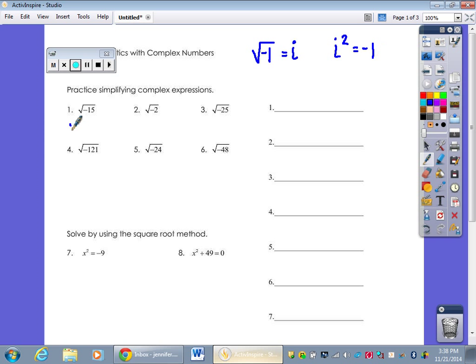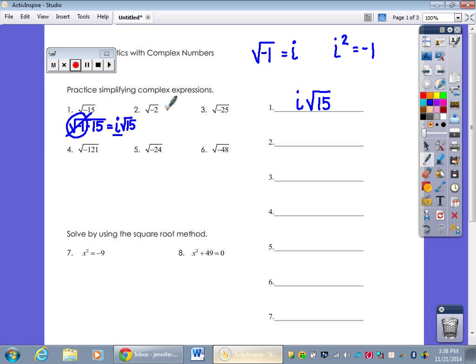So in this problem, if I were to change this to the square root of -1 times 15, the square root of -1 is i, and the square root of 15 would be 3 times 5. There are no couples in that. It's already in simplified form. So this would be i times the square root of 15. Okay? Basically what I'm doing is I'm making this become an i, because the square root of -1 is i. And then I still have the square root of 15 underneath the radical.